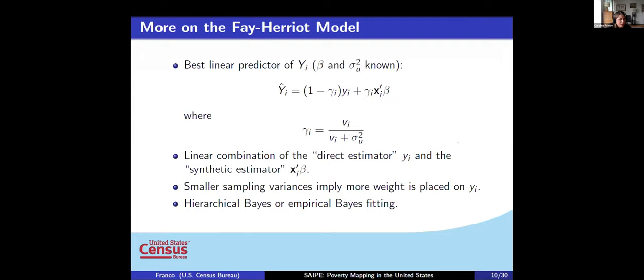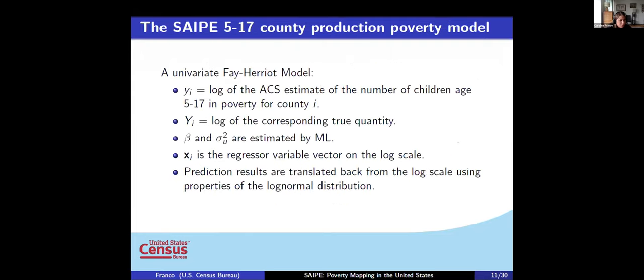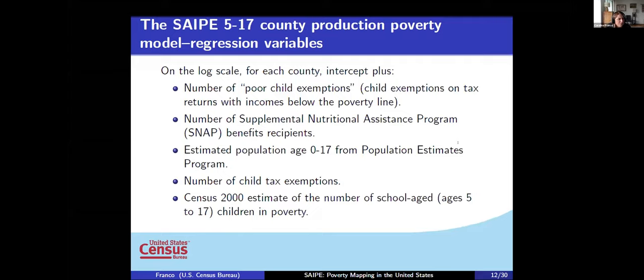a hierarchical Bayes approach. So the county model, specifically for children in poverty, takes the log of the ACS estimates of the number of children in poverty. It estimates the parameters beta and sigma squared u via maximum likelihood. And then the prediction results are translated back from the log scale using properties of the log normal distribution. The covariates that are used are all on the log scale, and there's also an intercept, and these covariates are for each county. So as I said, you don't need them for every unit, but these covariates are for the county. So we have a number of poor child exemptions.